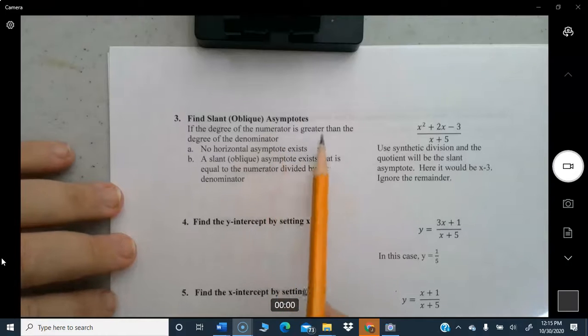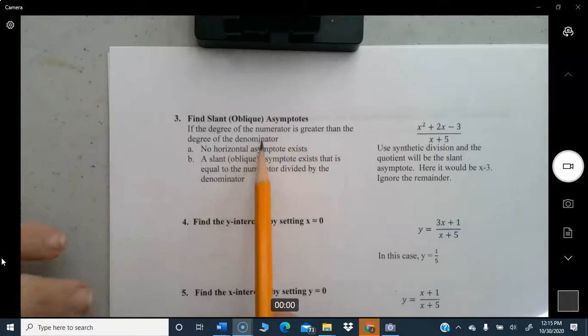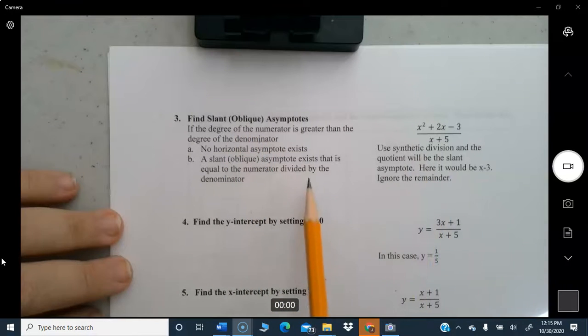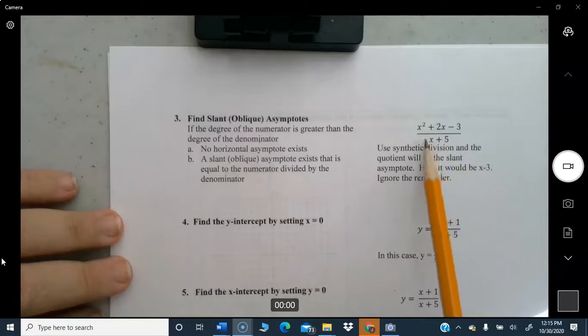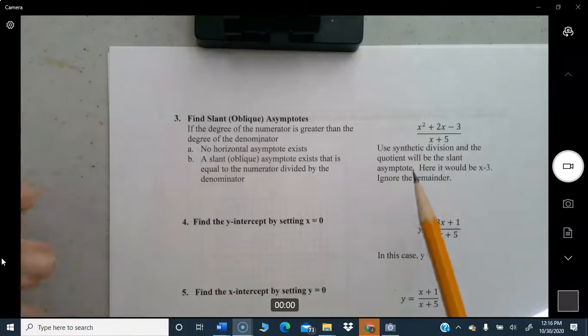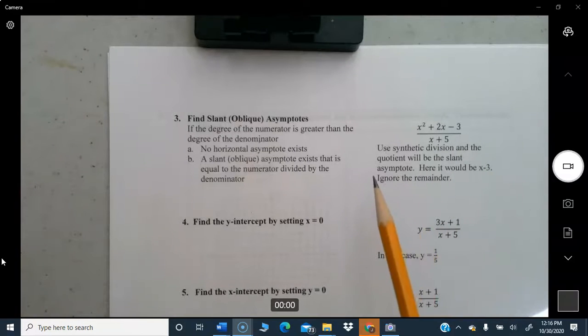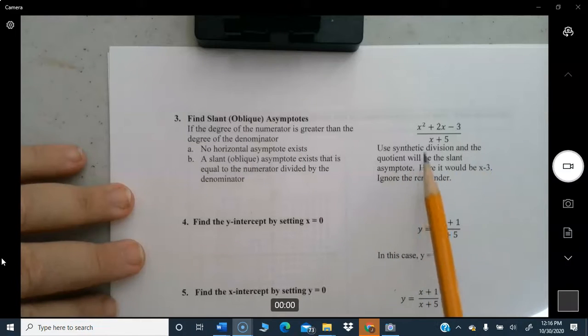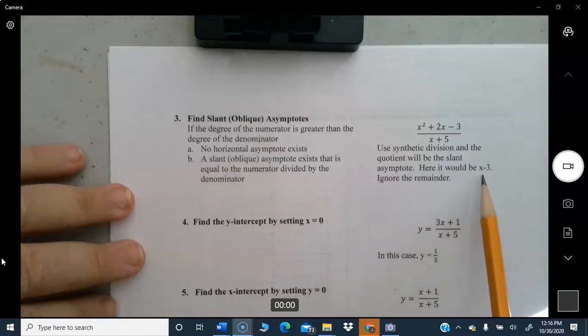Okay, let me talk a little more about the slant or oblique asymptote. If the degree of the numerator is greater than the degree of the denominator, we said there's no horizontal asymptote, but there is a slant or oblique asymptote. So again, it's like this over here. Then A, no horizontal asymptote exists, and B, a slant or oblique asymptote exists that is equal to the numerator divided by the denominator. In other words, you've got to do a synthetic division on this, or a long division, whatever you choose. But do a synthetic division, you'll come out with a quotient, with an answer. That answer is the oblique or slant asymptote. So if I use synthetic division on this problem, the quotient will be the slant asymptote. Here it would be x minus 3.